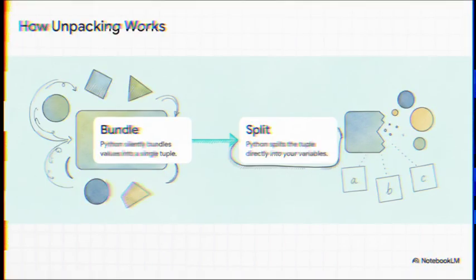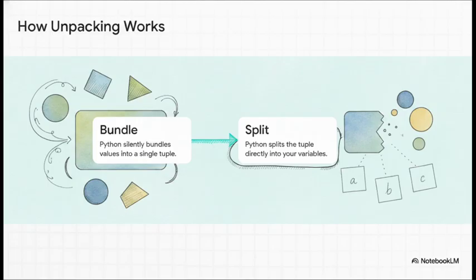To truly master this, we kind of need to demystify the behind-the-scenes magic. What is Python actually doing when you use that comma? It all happens in a really simple two-step sequence. Step 1, Python silently bundles your values together into a single data structure called a tuple. Then, step 2, Python takes that tuple and instantly splits it apart, assigning the pieces directly into the variables you provided. Bundle and split. It's that simple.